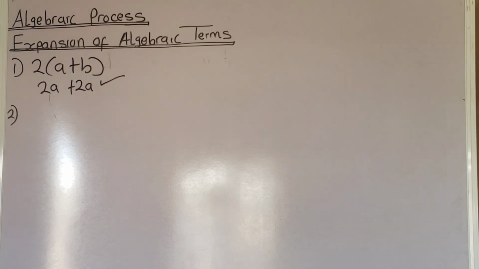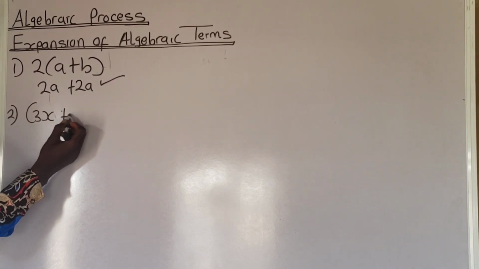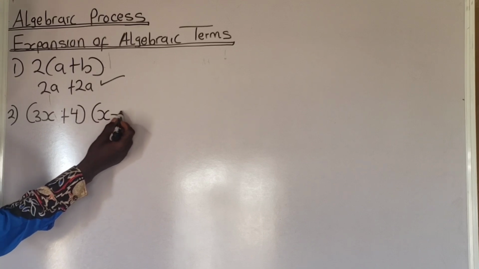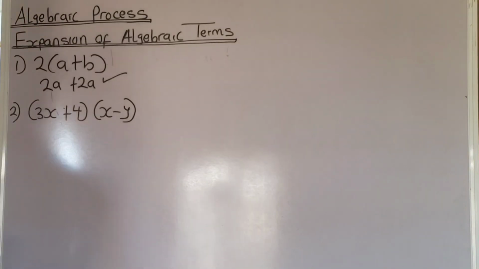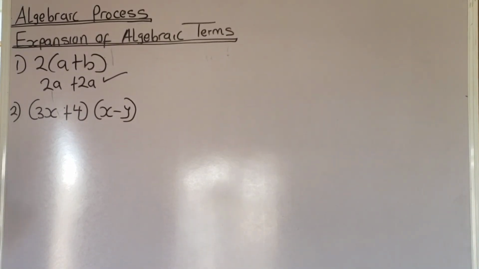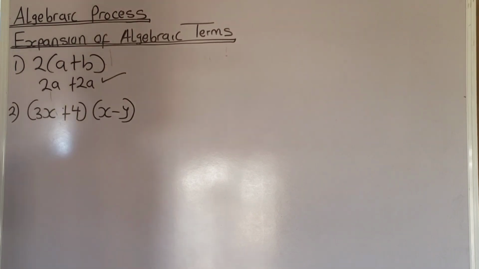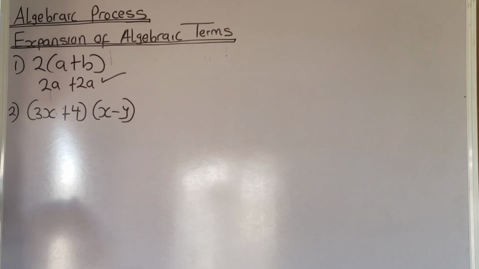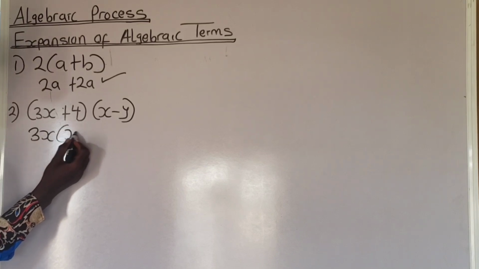We are asked to determine the expansion of 3x plus 4 and x minus y. Don't forget, in our previous class, I told you that if you want to take the product of two brackets, you are going to use the first term in the first bracket to multiply all the terms in the second bracket. You understand? The first term in the first bracket here is what? 3x. So I'm going to use 3x to multiply all the terms in this bracket. So I'm going to have 3x into bracket x minus y.